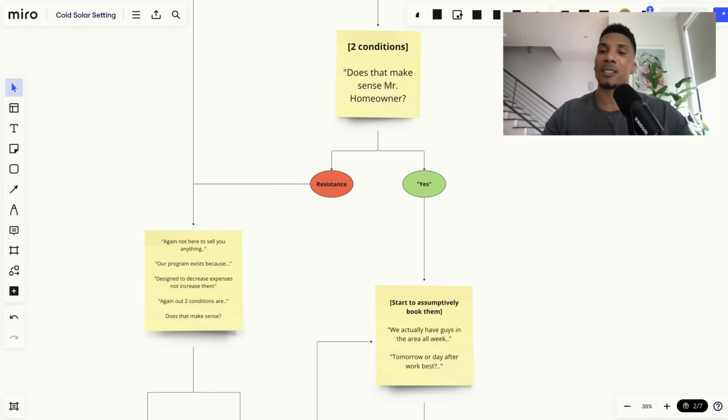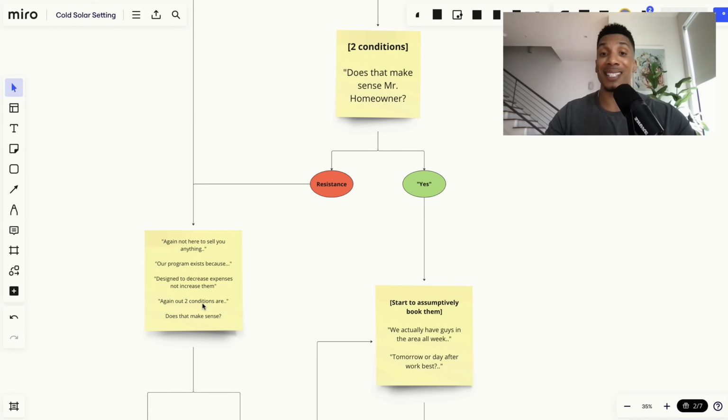Hey, man, again, not here to sell you anything. Our program exists because you and I, we don't have a choice but to pay our utility bills. We know that the rates have gone up exponentially. Again, man, the two conditions to our program is, A, it doesn't cost you anything up front, so you're not spending any money. You also don't have a choice but to pay that utility bill. The cool thing about our program, Mr. Homeowner, is if it does make sense for you, again, A, you don't pay anything, and then B, it has to be cheaper than what you're doing now. And I apologize if I didn't explain that before, but does that make sense?